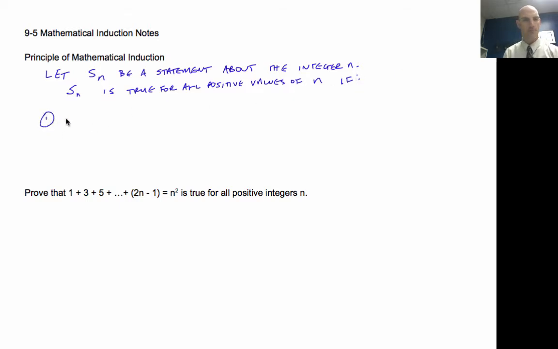Number 1, if S sub 1 is true, meaning we're going to show it's true for n equals 1. Because honestly, if I say it's going to rain every Thursday and it comes up on Thursday and it doesn't rain, it doesn't matter. If it didn't work for the first one, it's not a rule.